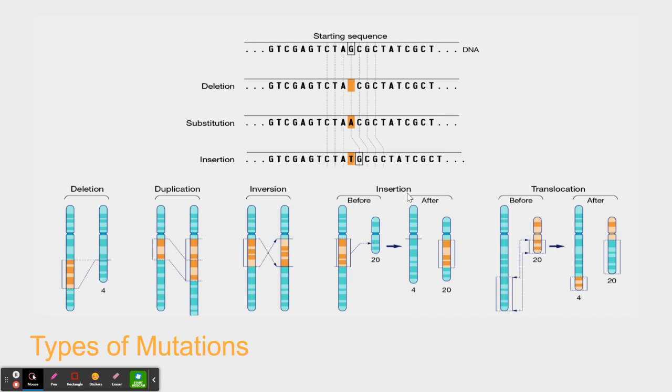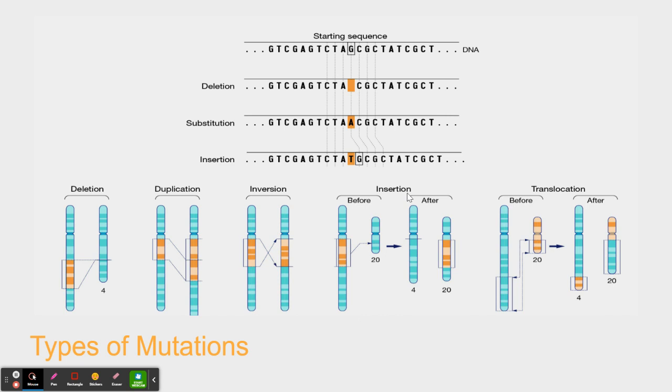So if the cell reads a portion of DNA and now it has a duplicate page, or it has a missing page, or a new page inserted in, it's going to be very confused and it no longer makes sense. And so it's not going to build the protein correctly, or maybe it builds a protein that doesn't work at all. So all these issues can happen, and that's why mutations are a big deal.